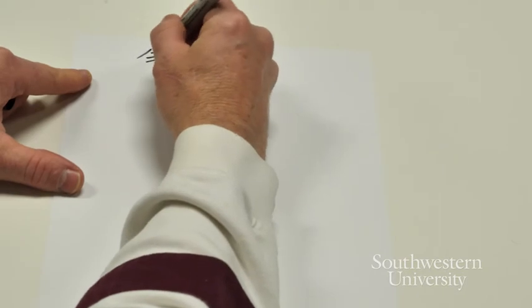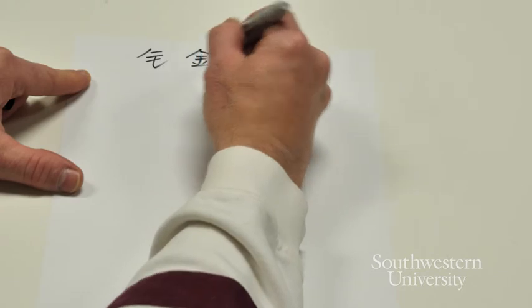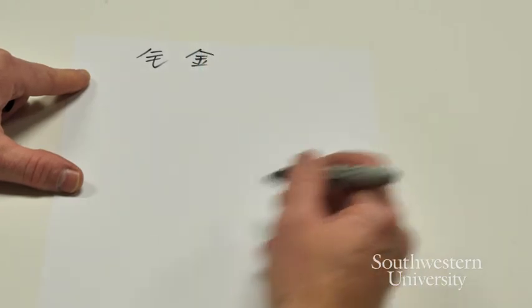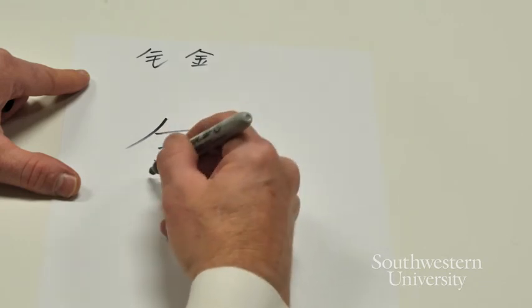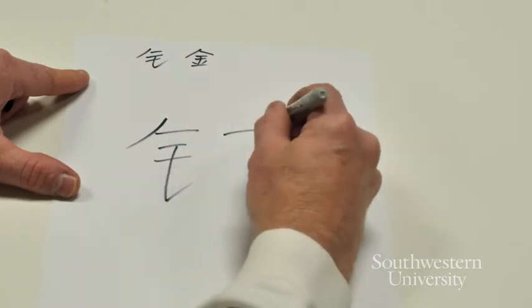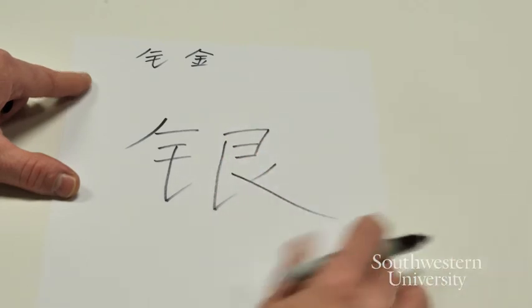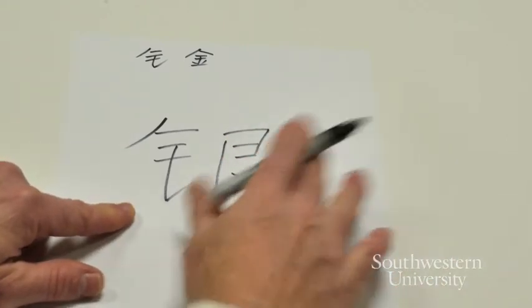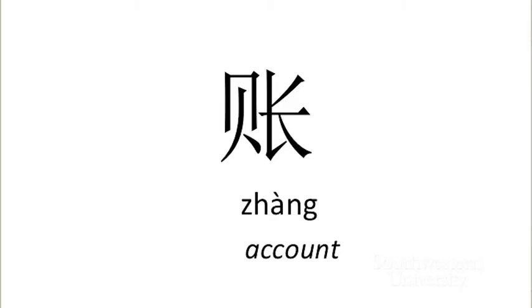Is gold or metal radical. 金字旁 next to 根. So this phonetic we've seen a number of times, just a phonetic for silver.